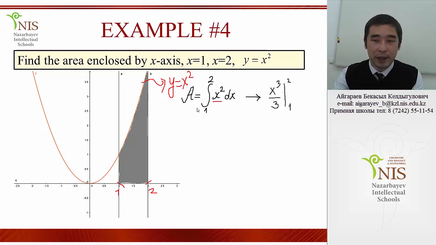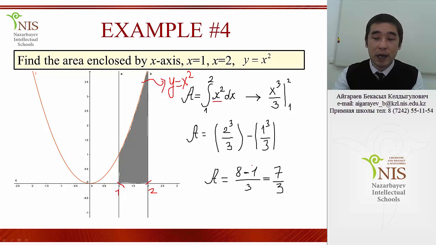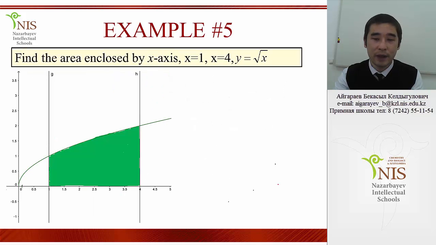That will be x cubed divided by 3, my antiderivative, from 1 to 2. So we insert 2 first, and then we insert 1, and we subtract our results. So 2 cubed divided by 3 minus 1 cubed divided by 3 gives me 8 minus 1 divided by 3, that's 7 divided by 3. That's the area.